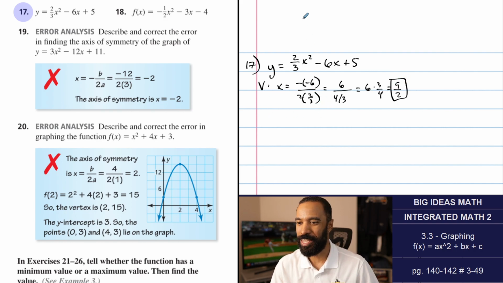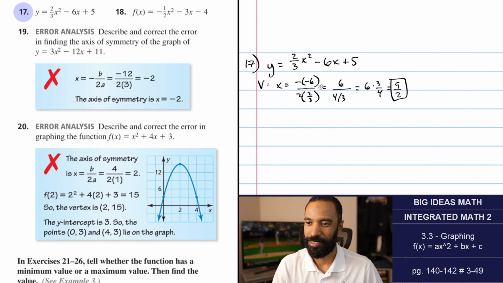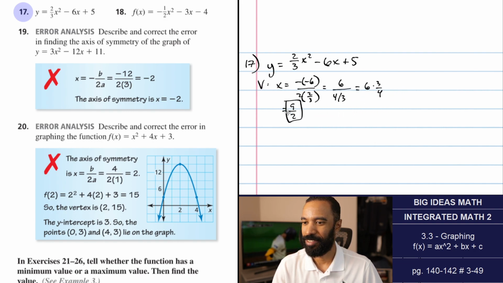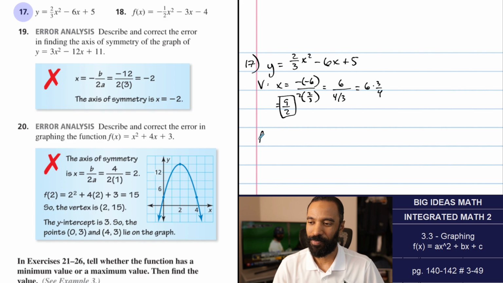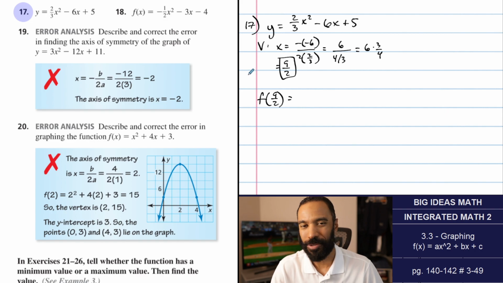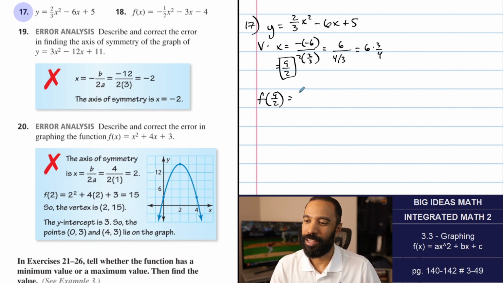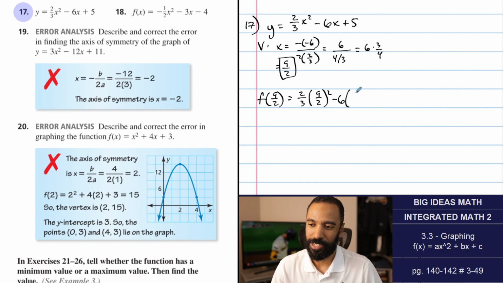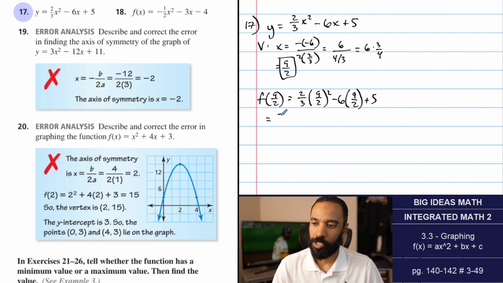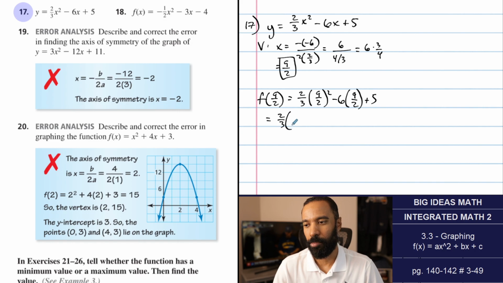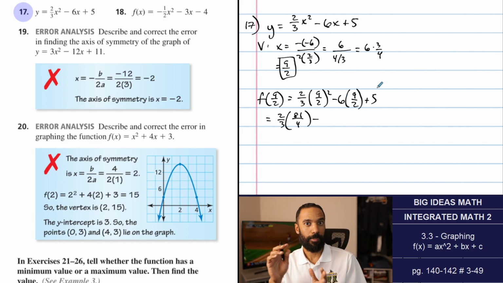The y value is f of 9 halves. I know you guys don't like fractions. I know. It's okay, though. 2/3 times 9 halves squared minus 6 times 9 halves plus 5. So 2/3 times, oh boy, 81 fourths minus, so okay, this is where this will be helpful.